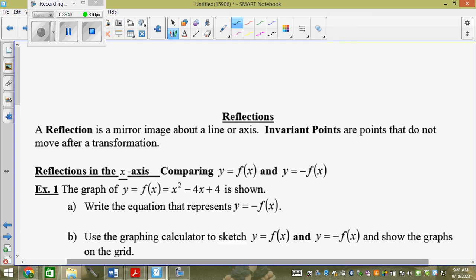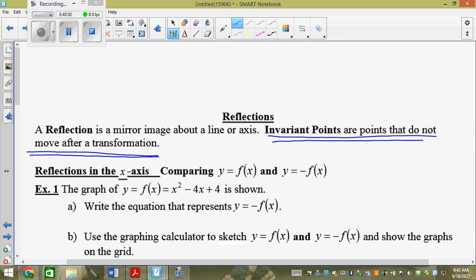So a reflection is a mirror image about a line or axis. Invariant points are points that do not move. This is very important. They might just ask you for how many invariant points or what are the invariant points. The invariant points are the points that do not move. From the original to the transformed graph, they stayed the same. They were not moved. They just became the same thing, right? So if I did mapping, 3, 0 stays 3, 0.